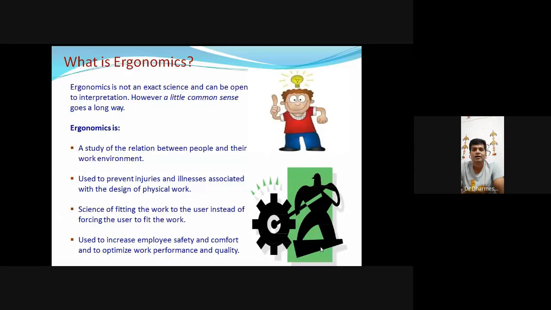Ergonomics is the study of the relation between people and their work environment. As I said, it deals with three aspects: work, worker, and the environment. Ergonomics is used to prevent injuries caused by hazardous conditions like lifting, bending, or some jerky movements happening in the body. How to control it, I will explain in my coming slides.